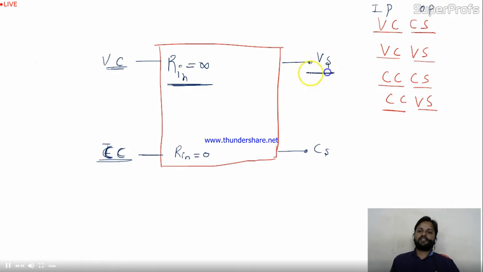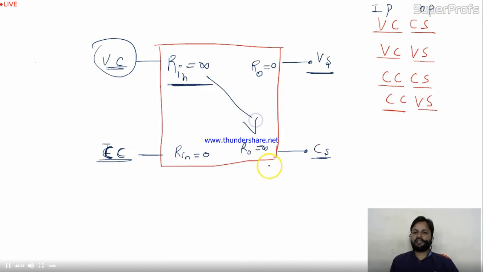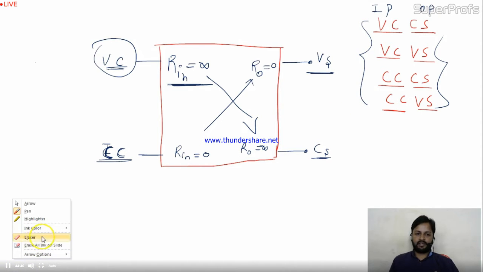If at the output stage you have a voltage source, Rout will be 0, and if you have a current source, Rout will be infinite. So at the input stage, voltage control will have infinity, and at the output stage, current source will have infinity. Current control at the input stage will be 0, and voltage source at the output stage is 0. Is it okay?